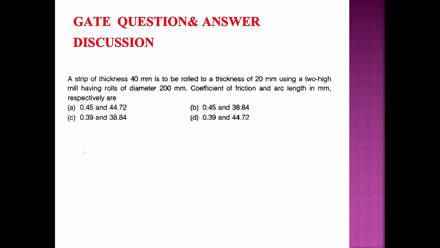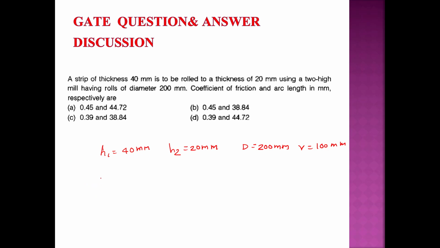So given thickness 40 mm, rolled thickness. So we will take thickness h1 equal to 40 mm, h2 equal to 20 mm. Then the roller diameter is 200 mm, so obviously the radius will be 100 mm. Now we want to know the arc length and the coefficient of friction.